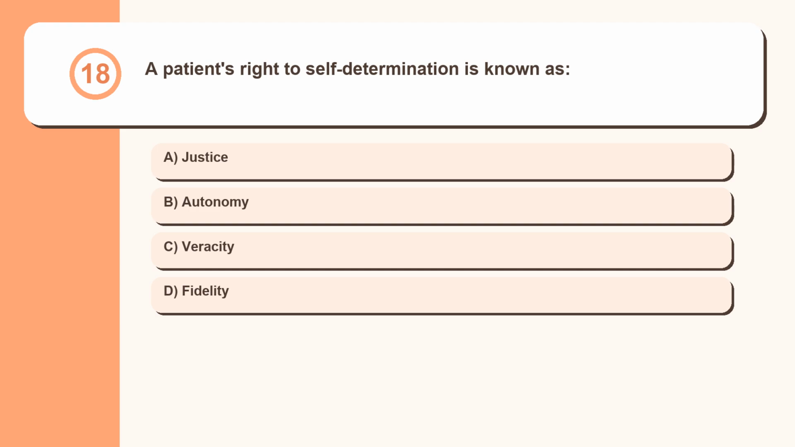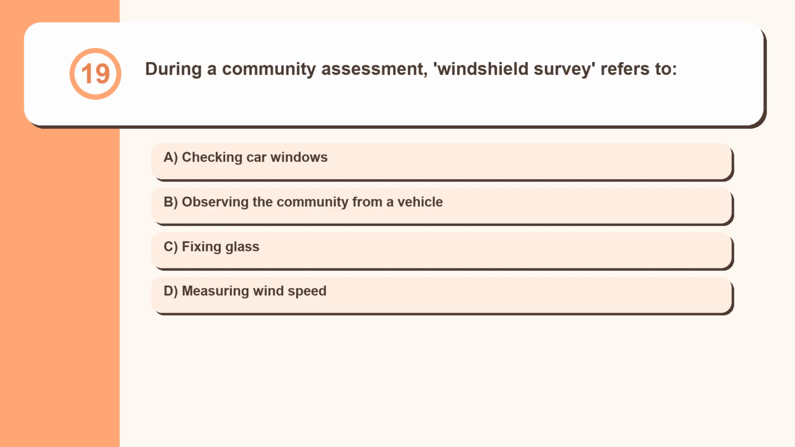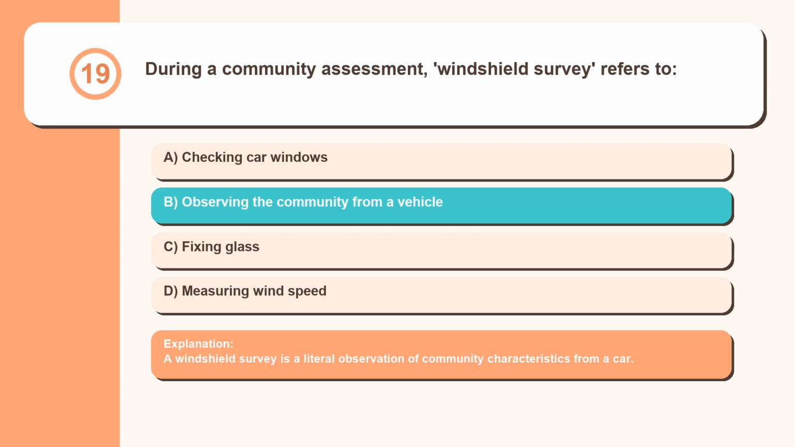Question 18. A patient's right to self-determination is known as justice, autonomy, veracity, fidelity. Autonomy is the patient's right to make their own healthcare decisions. Question 19. During a community assessment, windshield survey refers to checking car windows, observing the community from a vehicle, fixing glass, measuring wind speed. A windshield survey is a literal observation of community characteristics from a car.